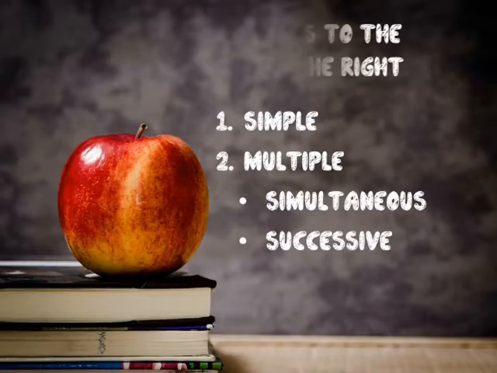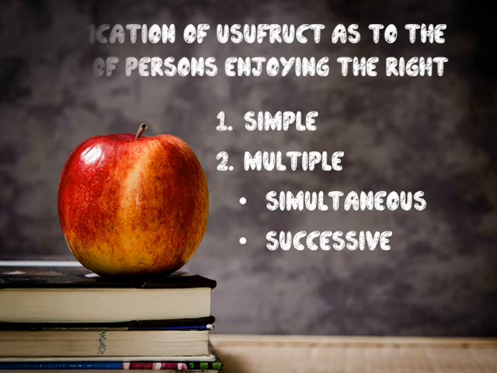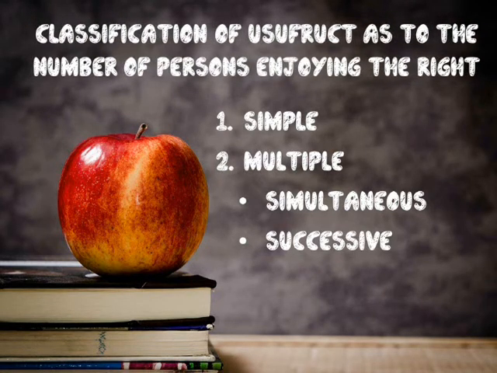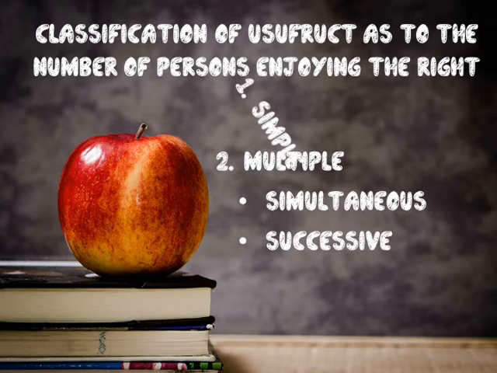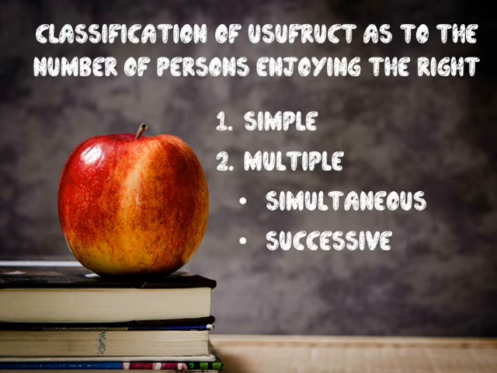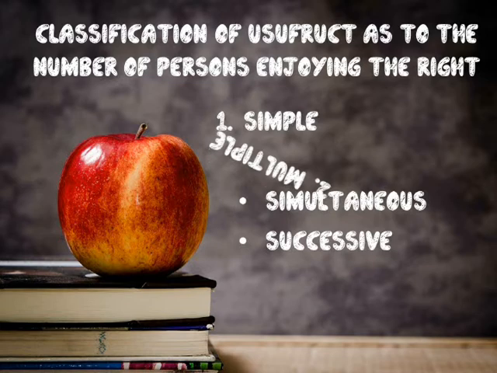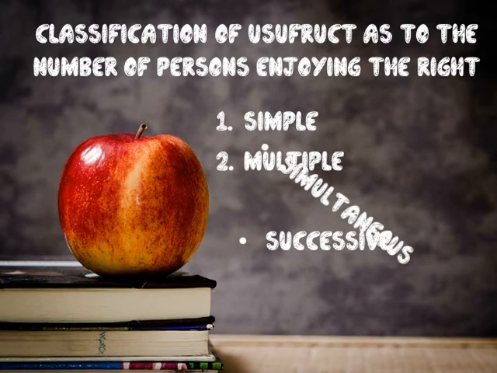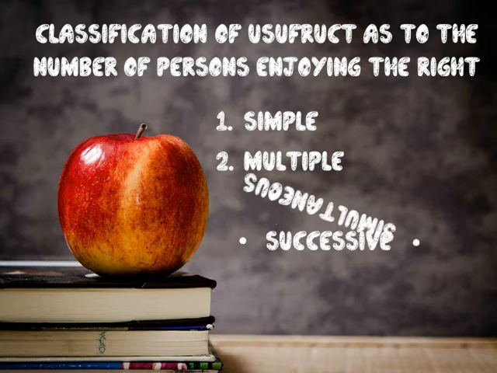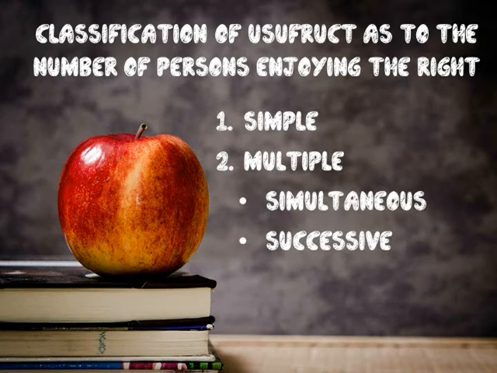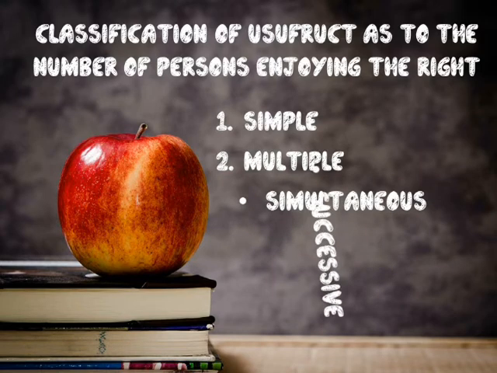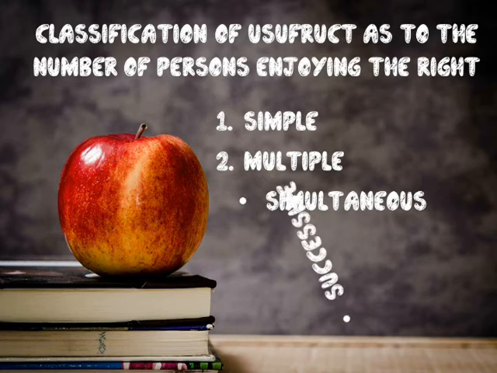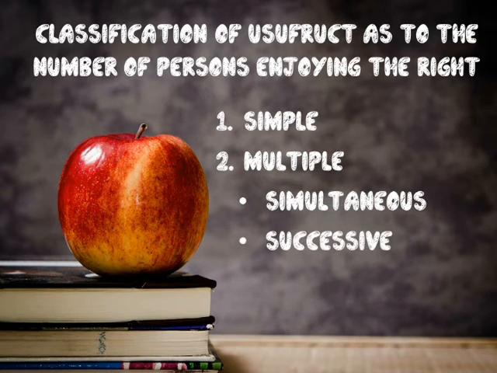The second classification is according to the number of persons enjoying the right. It could be simple if only one usufructuary enjoys the right. 1:1, parang siya lang at ikaw, wala nang iba. It could be multiple, further classified as simultaneous. Multiple usufructuaries enjoy at the same time. Parang yung ex mong pagkadami-daming babe at the same time. Or successive. Multiple usufructuaries enjoy the right one after another. The same way na yung ex mo ang bilis mag-move on at may bago agad na iba.